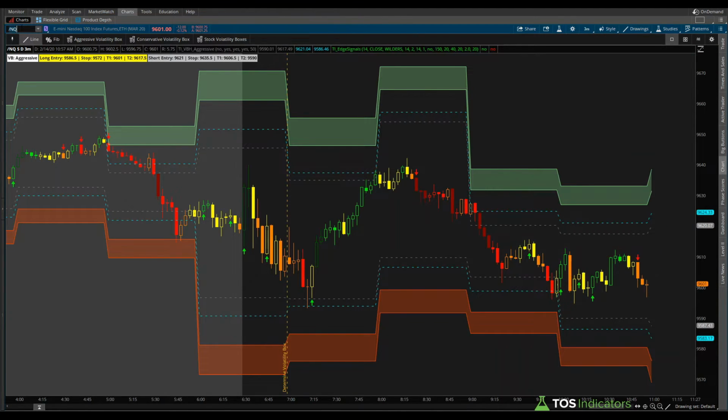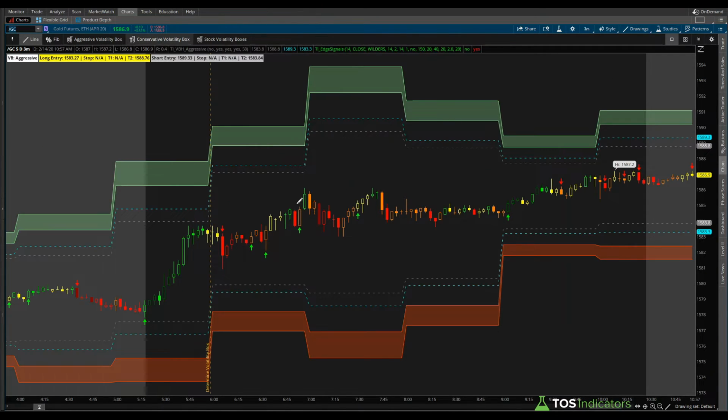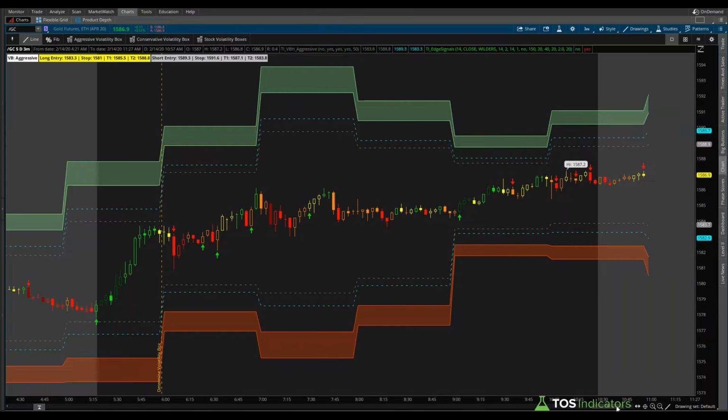And then if we just go back to gold one more time to take a look to see what gold looks like on our aggressive volatility box, here you can see absolutely no entries, but our volatility has been fairly steady and gold has just been gradually rising higher.